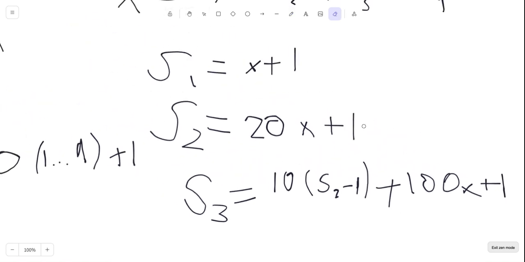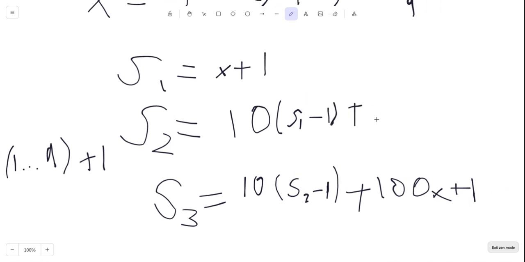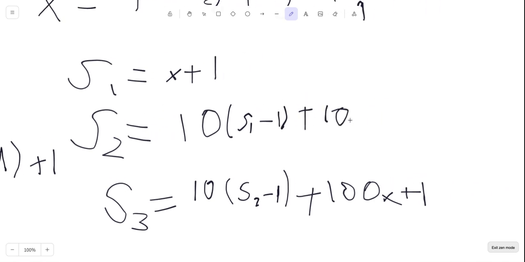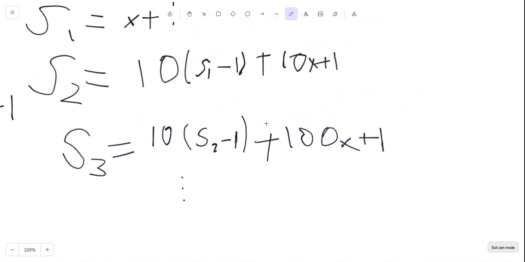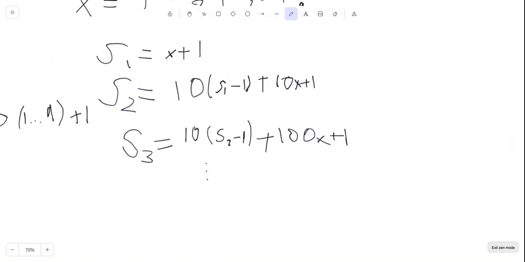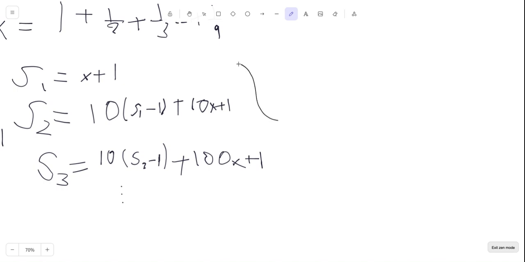And actually, if you look closer at S2, what this actually is, we have 10 S sub 1 minus 1 plus 10. That's how we got x plus 1. And it's very easy to see that this pattern continues indefinitely. Okay, now that we have a clear picture of the sums, let's see whether we can simplify this.